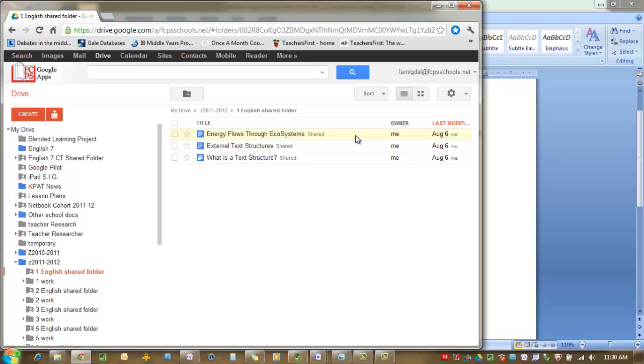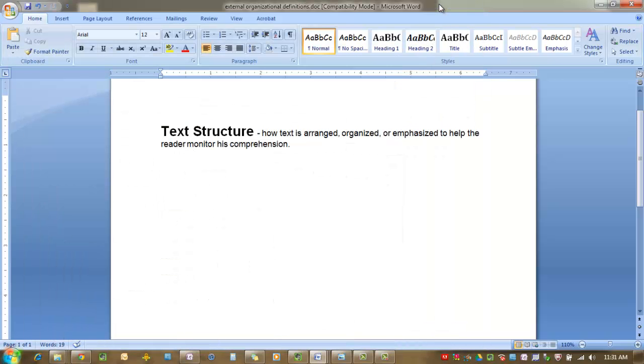Energy flows through ecosystems, external text structures, and what is a text structure. We'll be using these 2 bottom ones during the video today, and then this one at the top will be the activity that you'll do in your next rotation to show me that you understand today's lesson. So if you haven't made copies and renamed them, please stop the video and do that. Otherwise, we will keep on going.